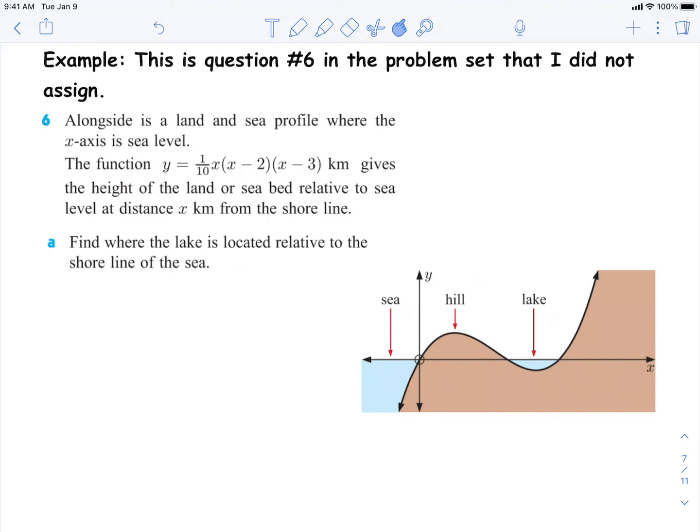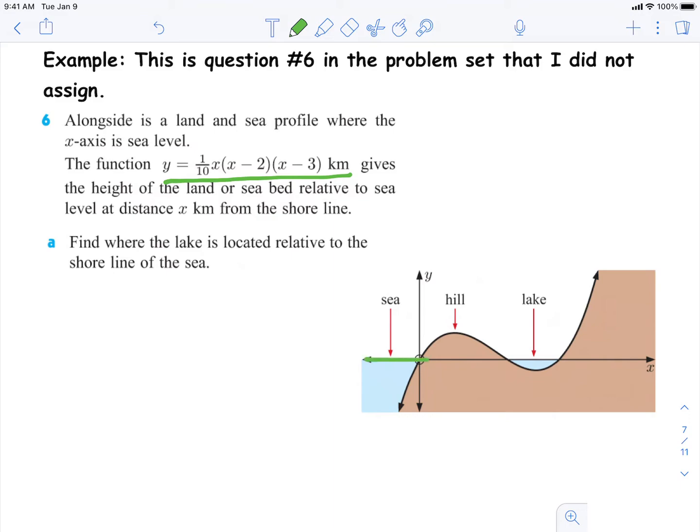Alright, this is an example of rates of change. Along the side is a land and sea profile where the x-axis is your sea level. The function is given to us and gives the height of the land or seabed relative to the sea level at distance x kilometers from shore. So go ahead and look at the graph.